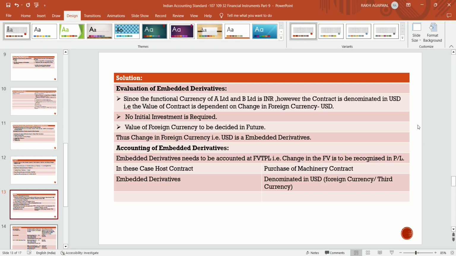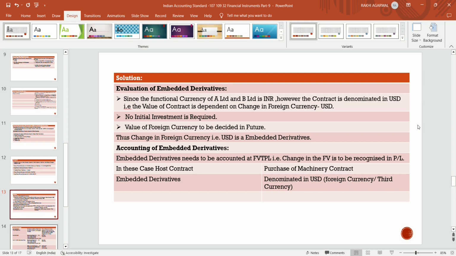Accounting of hybrid embedded derivative. How is it to be accounted for? The embedded derivative needs to be accounted at fair value through profit and loss account, that is, the change in fair value is to be recognized in P&L, because a derivative is always accounted at fair value through profit and loss account. Any change is to be recognized in P&L.